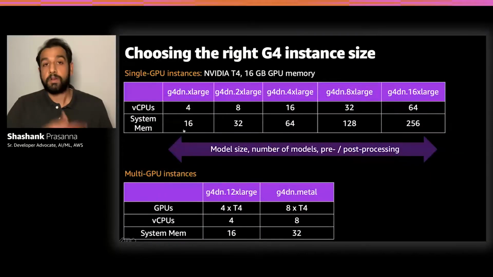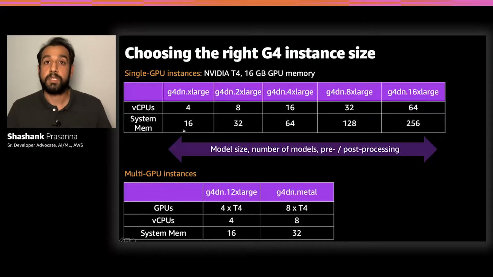And a question you may have is, how do I choose the right instance type for my workload? Because there are 5 different options. They all have single GPUs. How do I choose G4dn.xlarge, and when do I choose G4dn.16xlarge if they all have one GPU? Well, the answer to that question is, do you have a lot of pre-processing steps?